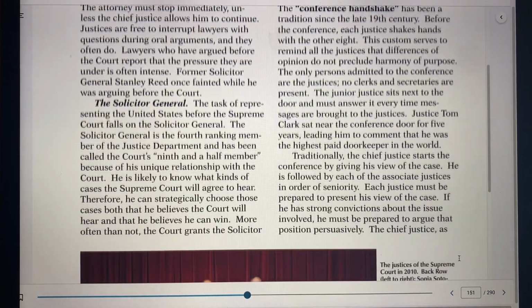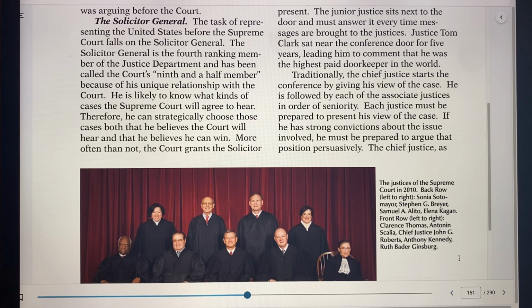So now let's talk about the Solicitor General. Who is the Solicitor General? The task of representing the United States before the Supreme Court falls on the Solicitor General. This is a very strong position. They also call it the fourth ranking member of the Justice Department because he has a very unique relationship with the court and can show what kinds of cases the Supreme Court will hear, and he can also strategically choose those cases. So it's a really important job.